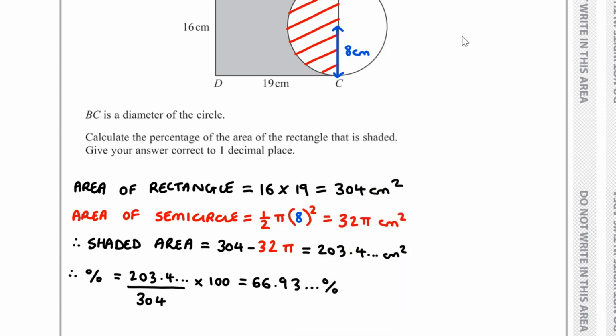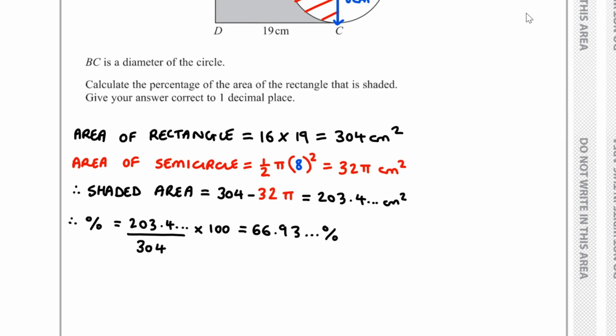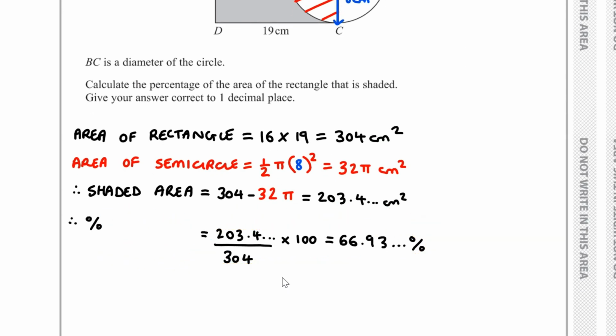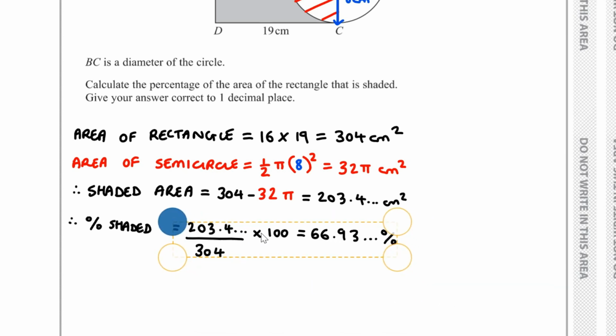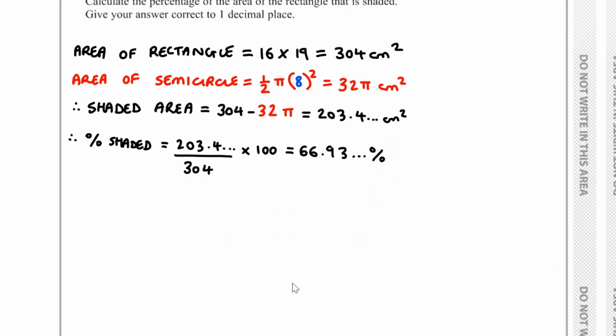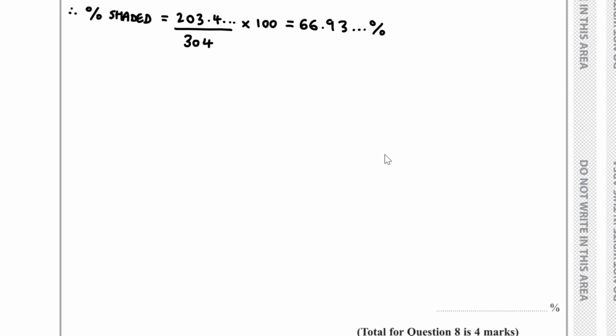Okay, so let's just clear things up here. Here we've got the percentage shaded being equal to this amount here. So therefore, to one decimal place we have 66.9%.